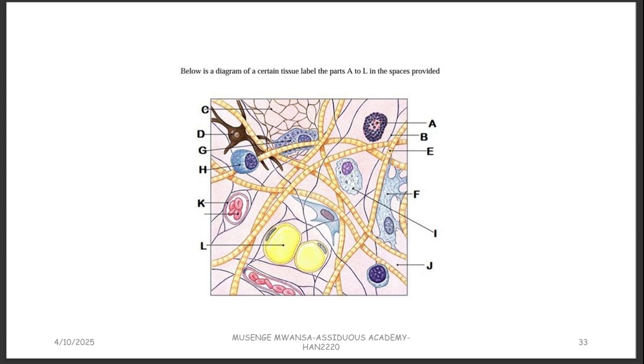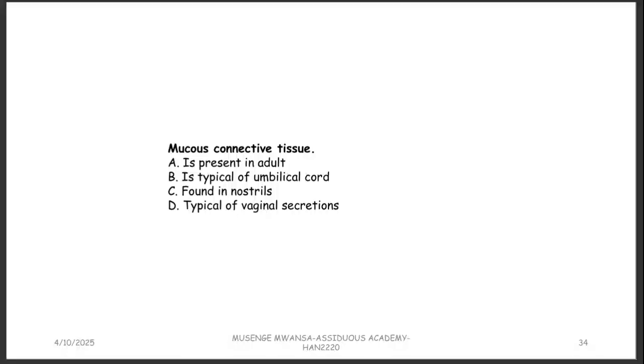And then what is L? Adipocyte. Good. But just to be specific, that is a white adipocyte, because a brown one would have had a lot of lipid droplets. And then what is K? Okay, you can see that K is a blood vessel, isn't it?